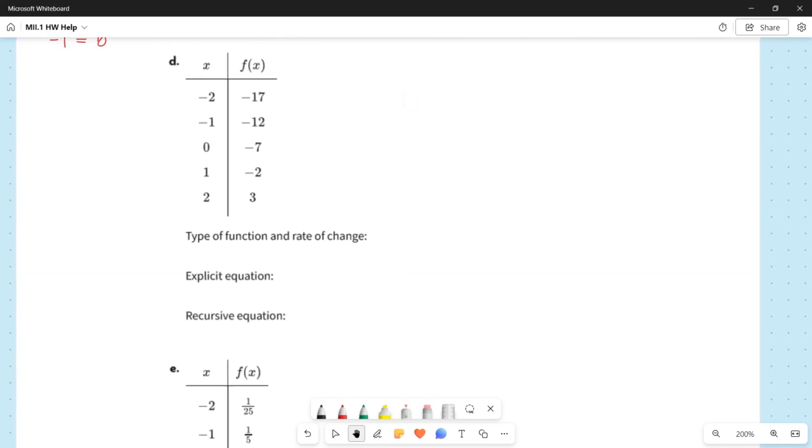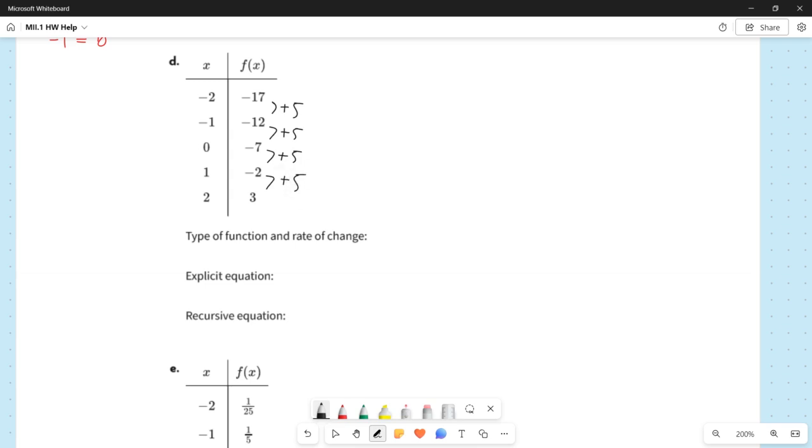All right, 9D. We are looking for, again, what type of function is this? We'll look at the first difference. To go from -17 to -12, we add 5. -12 to -7, we add 5. -7 to -2, add 5. -2 to 3, add 5.